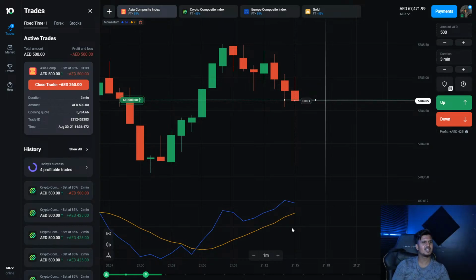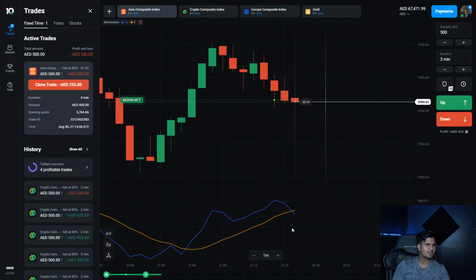It came again in the downward direction. So finally we are going to make a profit or loss. Only 1 minute 30 seconds will decide if it will move to the upward or downward. Let's see.